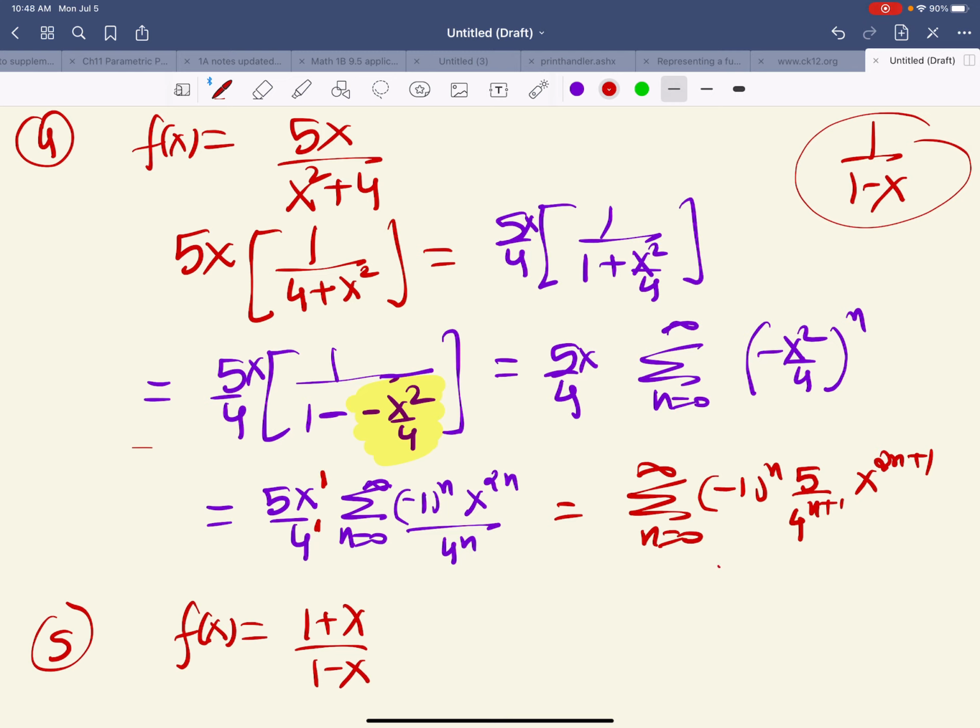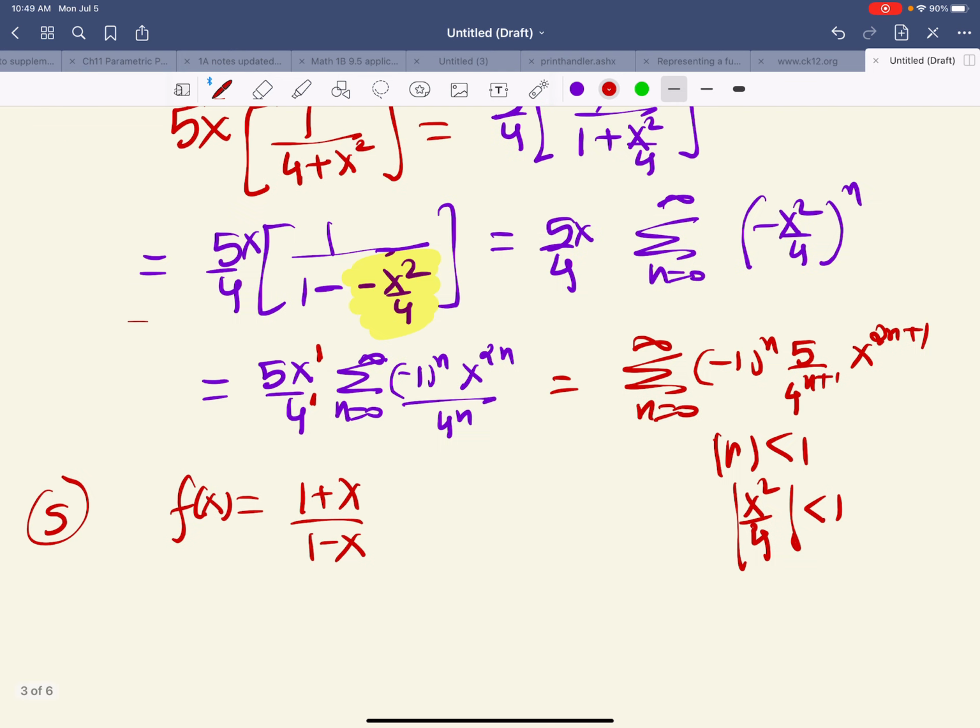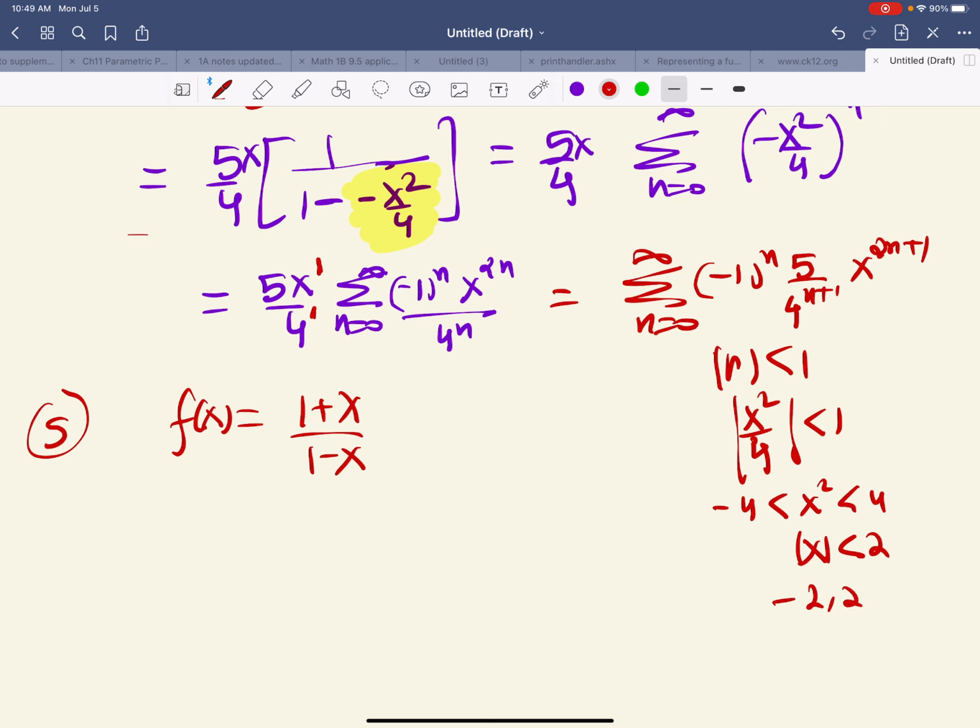So for this series, we will have convergence whenever absolute value of r is less than 1. In this case, that was x squared over 4 is less than 1. Absolute value of x squared over 4 less than 1. -4 less than x squared less than 4. If I go ahead and take square root, absolute value of x has to be less than 2. Only then. That means my x has to lie between -2 and 2. That's going to be my interval of convergence. Interval of convergence would be between -2 to 2.